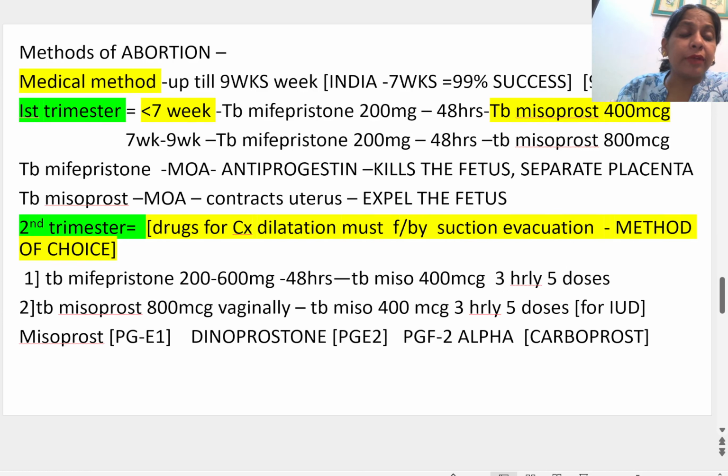As we have seen earlier, mifepristone kills the fetus, so if it is a case of IUD, then there is no use of giving the mifepristone. Straightaway we give 800 microgram misoprostol, and then again tablet misoprostol 400 microgram 3 hourly for 5 doses. Other drugs which can be used for cervical priming other than misoprostol are dinoprostone and prostaglandin F2 alpha, also known as carboprost.